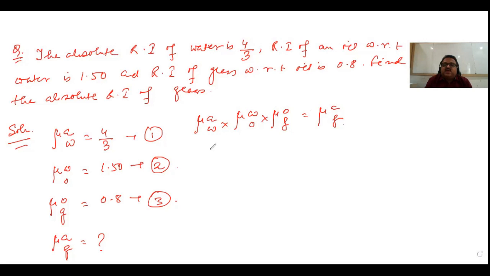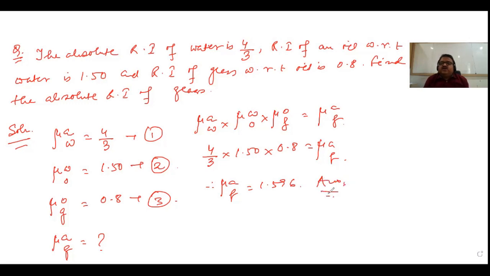Mu AW is 4 by 3, mu WO is given as 1.50, and mu OG is given as 0.8. This is mu AG. Now you can do this calculation very easily. If you do this calculation by yourself, the answer will come to about 1.596. Is it clear? So this is the technique of solving this kind of problem.